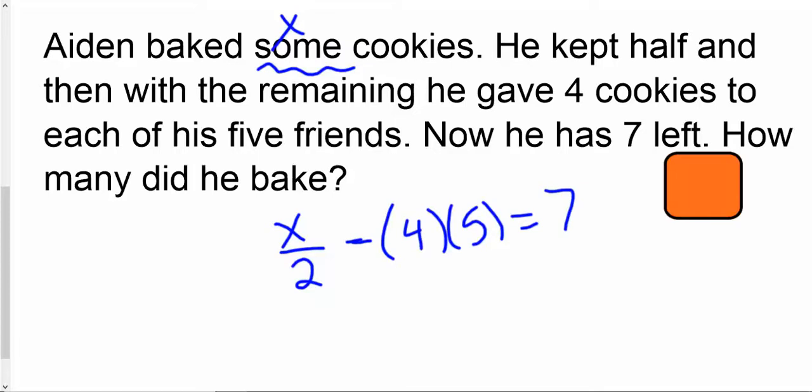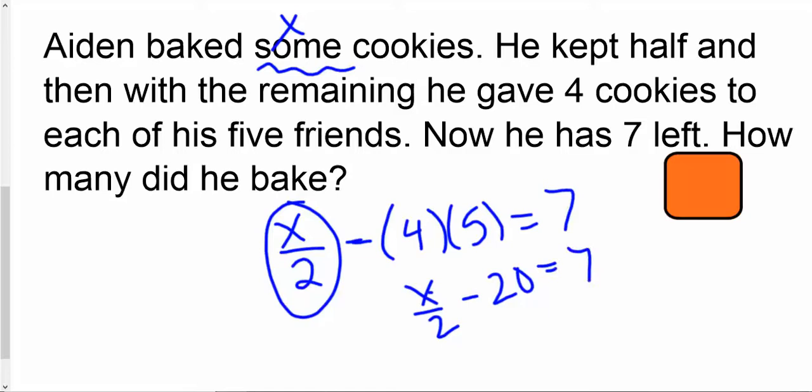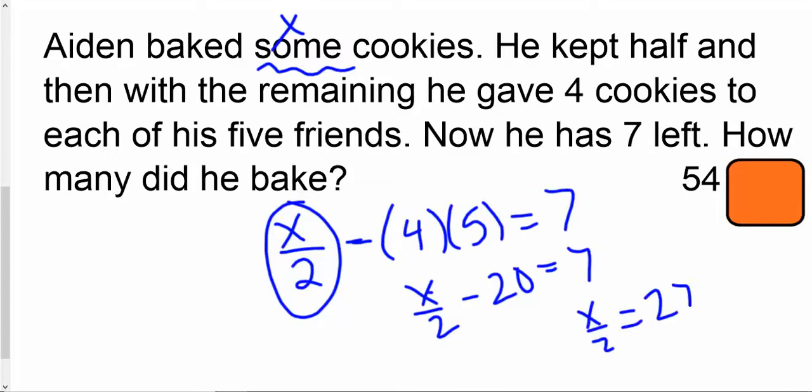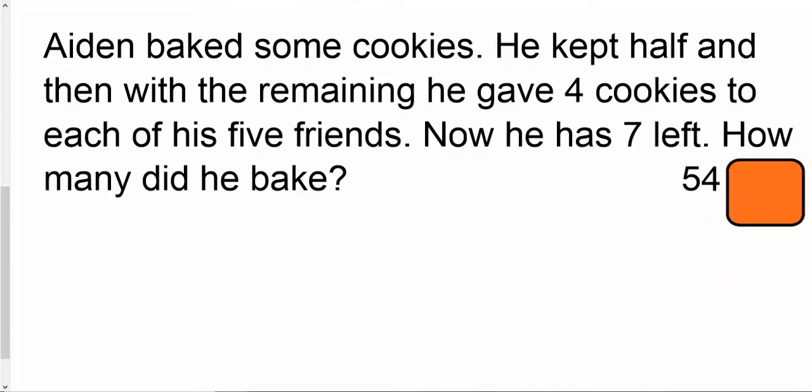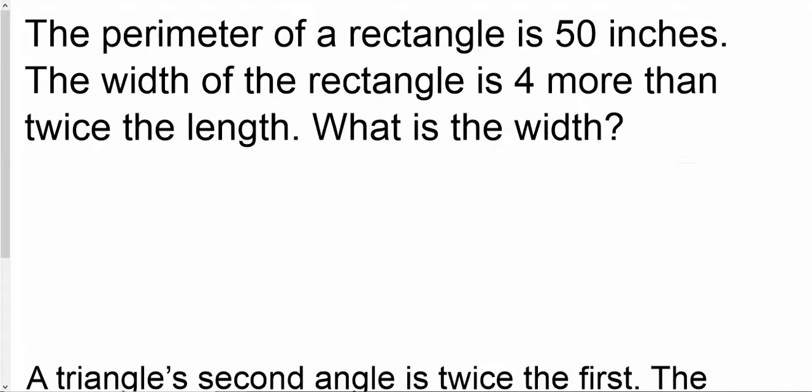So if we take half the cookies that he started with and subtract 4 times 5, 4 cookies for each of his 5 friends, we're left with 7. So x over 2 minus 20 is 7. This is going to give us x over 2 equals 27. And therefore x is 54, which is our answer. And there you go. There's a couple other ways we could have done that one, but I think that one's probably the most straightforward. These two problems are a little bit challenging, so buckle up, folks.